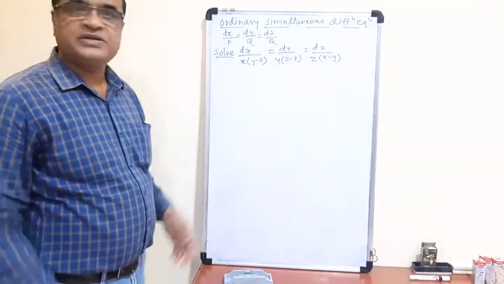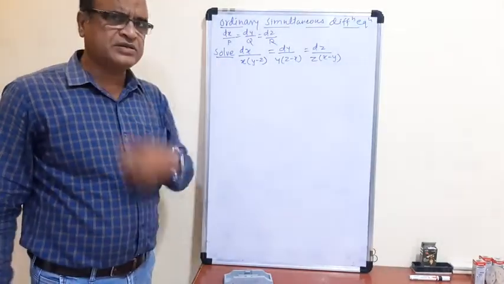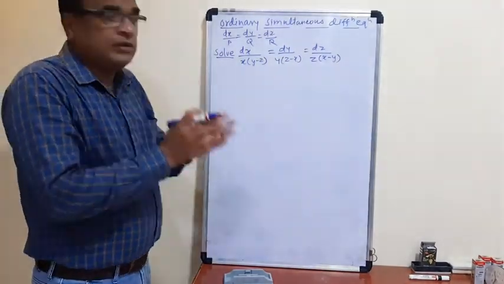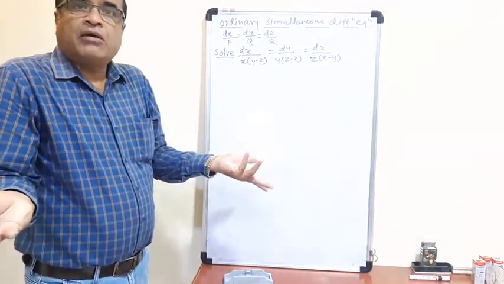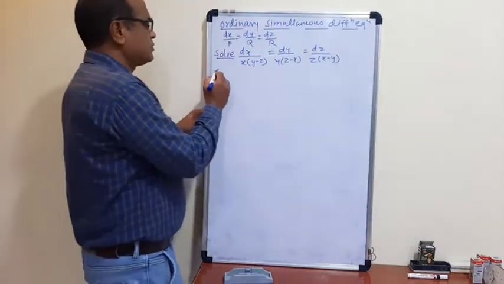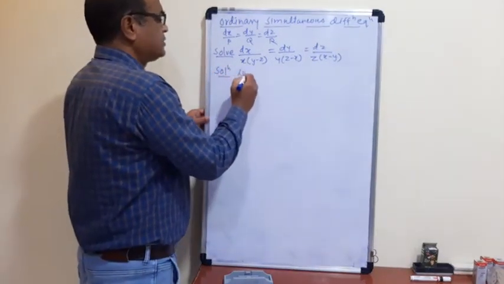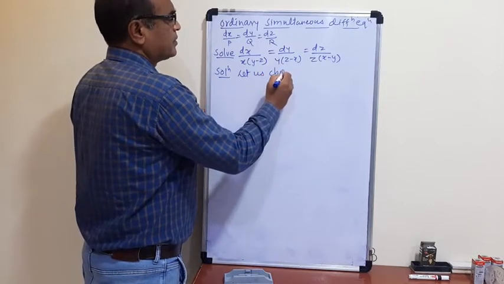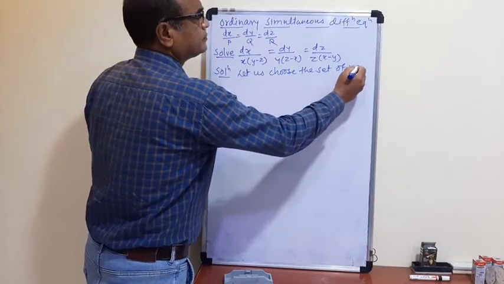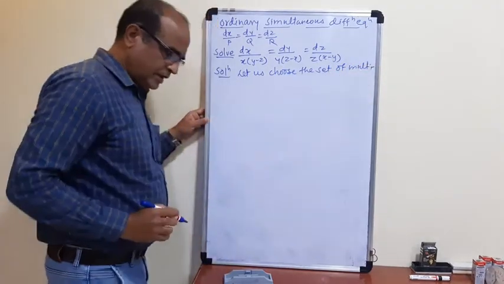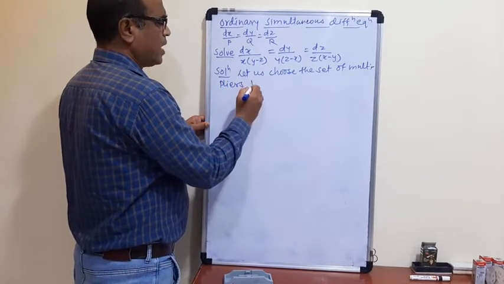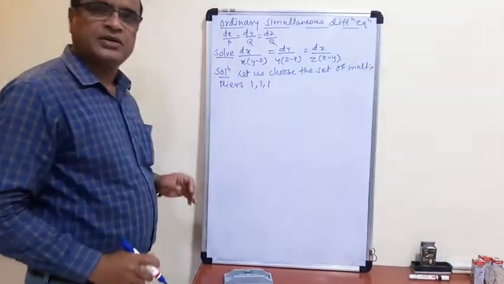So how do we solve this differential equation? If we take any two fractions, it is impossible to delete one of the variables. So we adopt the particular case method. Let us choose the set of multipliers 1, 1, 1. So we take this set 1, 1, 1.